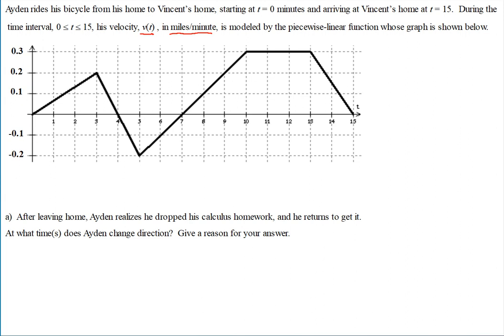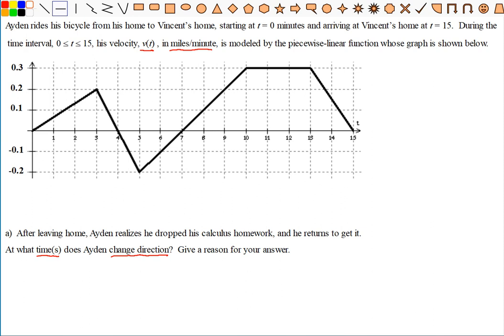After leaving home, Aiden realizes he dropped his calculus homework, and he returns to get it. At what time or times does Aiden change direction? So remember, what tells you when something changes direction, or what direction something is going, is the velocity function. And that's what we have the graph of here. So the easiest way to figure this out is to draw our number line right underneath the graph.